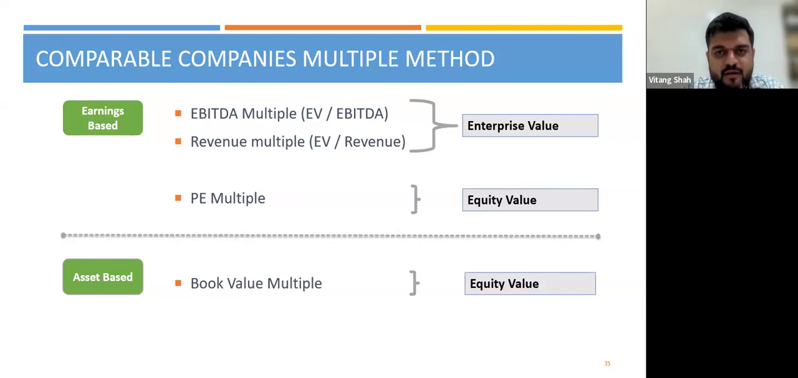So these are the various comparable companies multiple approaches which one can consider. If you look at earnings-based multiples, those could be EV/EBITDA or EV/revenue, which is enterprise value to EBITDA or enterprise value to revenue. Then comes the PE multiple, which gives the equity value. For the asset-based approach, you consider the book value multiple to arrive at the equity value. The asset-based approach is generally considered, say, for NBFC companies, where how large the assets are which they are managing matters. You consider a book value multiple on the assets which that company is managing rather than the profitability at which they operate. So that's how you arrive at the book value multiple for such companies.